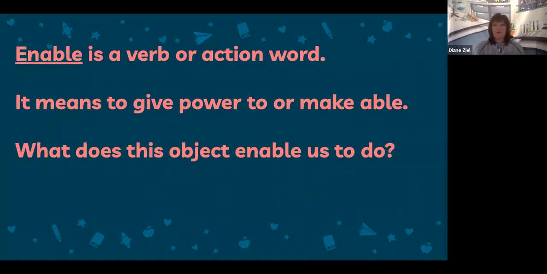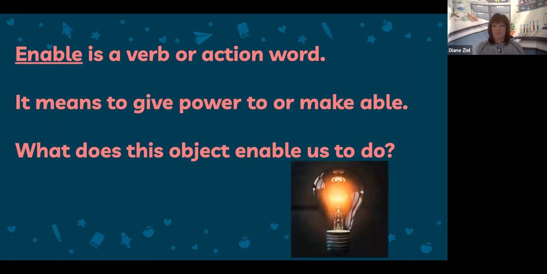Enable. Enable is a verb or an action word. It means to give power to or to make able. What does this object enable us to do? Well, it's a light bulb. And I know I turn on a light inside my house when it's hard to see and I need the light to help me see. That's what a light bulb enables me to do.